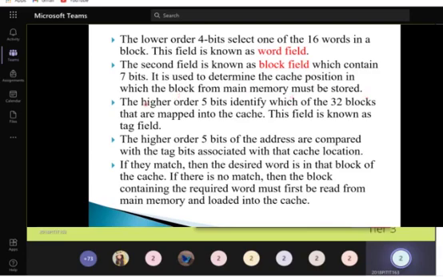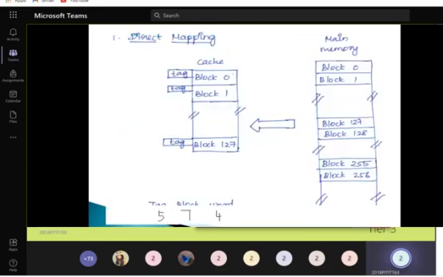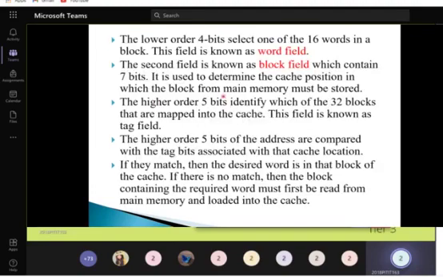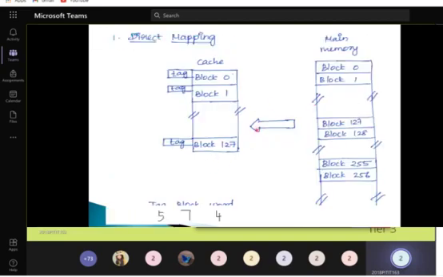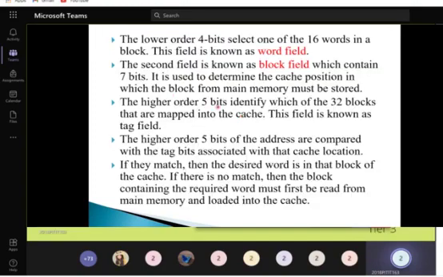stored. And then this is the higher order bit field, that is our tag field, which has 5 bits. So the higher order 5 bits are used to identify which of the 32 blocks that are mapped into this cache. Which 32 blocks are mapped into this cache, this higher order 5 bits will identify. And this field only we are calling the tag field. The higher order 5 bits of the address.